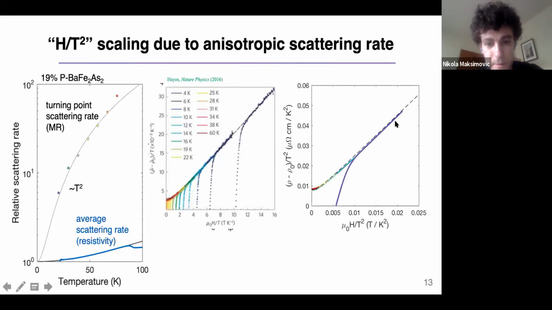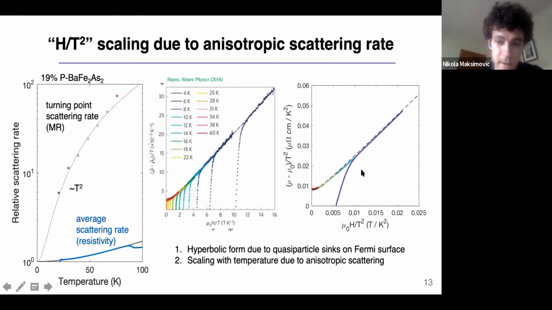And this is reminiscent of what happens in the quantum critical samples, where you see the scaling with magnetic field divided by temperature and resistivity divided by temperature. Although in this case, given the model that we've applied, it seems to be the case that this kind of hyperbolic dependence on field arises due to these quasi-particle sinks on the Fermi surface. And the scaling with temperature may be due to a highly anisotropic scattering rate.